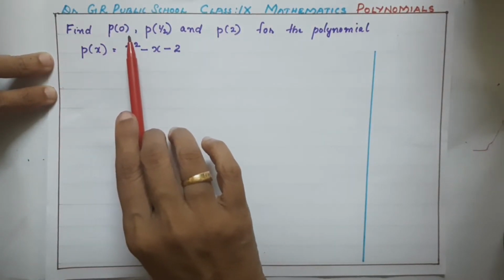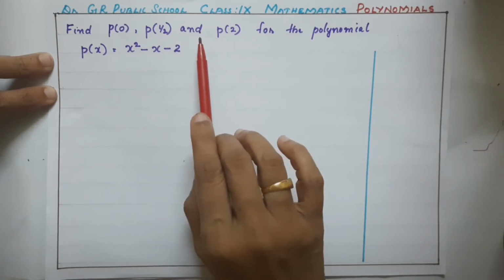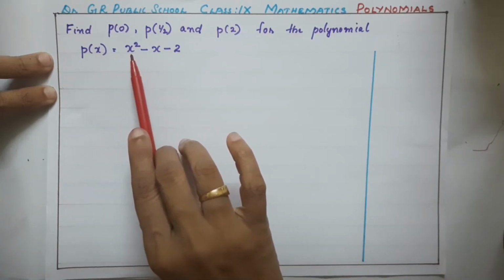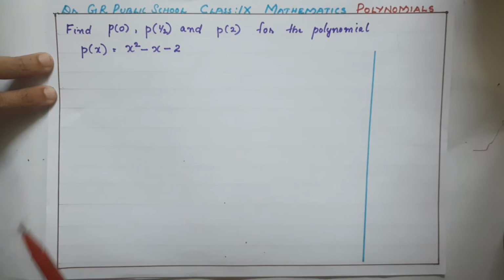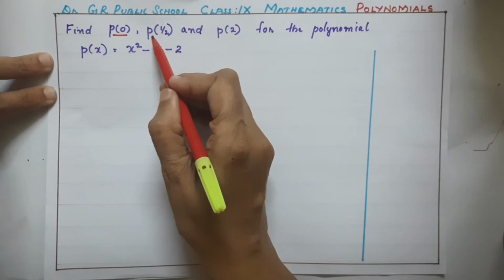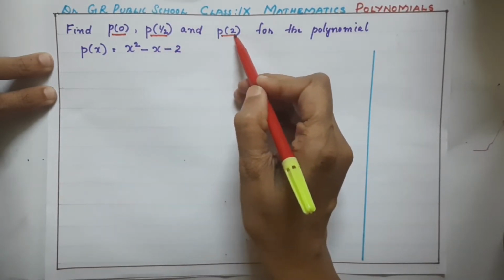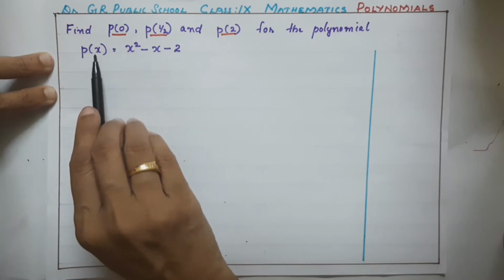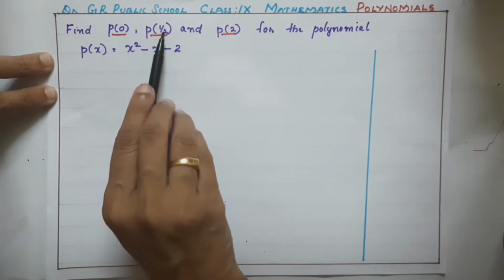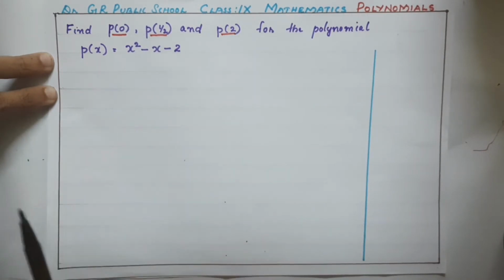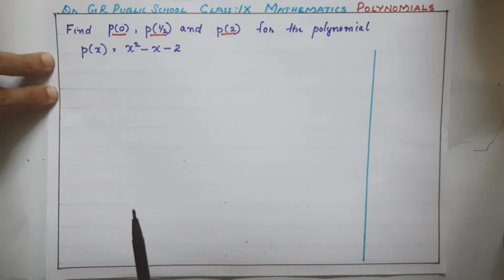Let's consider another example. Find p of 0, p of 1 by 2 and p of 2 for the polynomial p(x) equal to x square minus x minus 2. So here we have to find out p of 0, p of 1 by 2, p of 2. What it means? We have to find out, or we have to put 0, 1 by 2 and 2 for the variable x in this polynomial. So let us consider one by one.